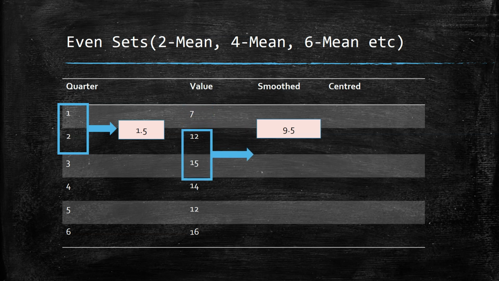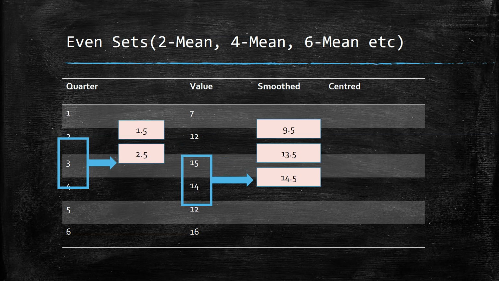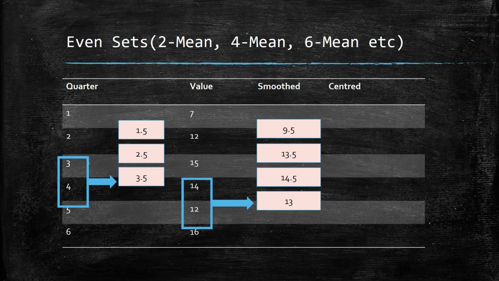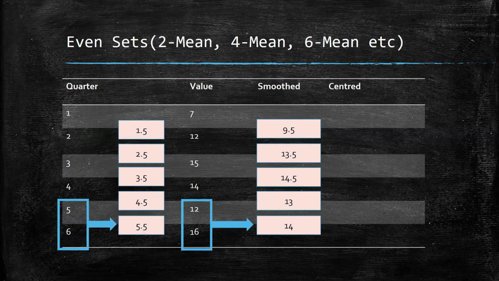I'm going to slide down, take the average of the next 2, 13.5. Take the average of the next 2 quarters, average of 2 and 3 is 2.5. And again, it's not sitting right on top of where I want it to sit. It's sort of off a little bit. And so I keep on sliding all the way down the page, and I do this, and I keep getting things that are just slightly off where they're supposed to be. So what I want to do from here is I want to get everything what's called centered.